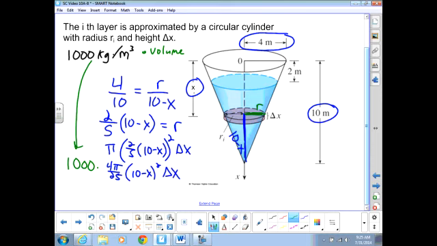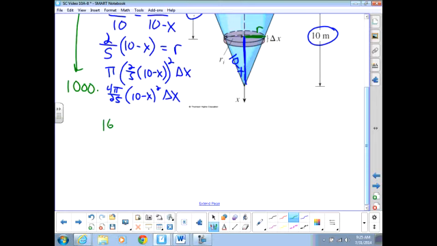When you do that, we will get 160 pi 10 minus x squared delta x. And keep in mind, the units for this now is kilograms, because the meters cubed cancel out. Well, a kilogram is the mass. To find the force, we need the mass times the acceleration. So we need to multiply this times our acceleration of gravity, because we're trying to pump the water up.